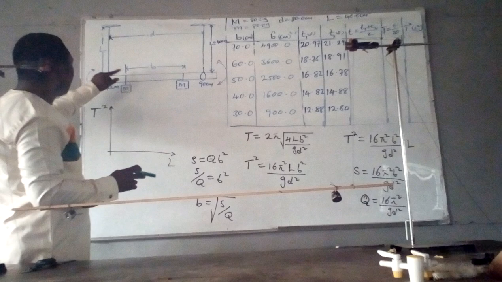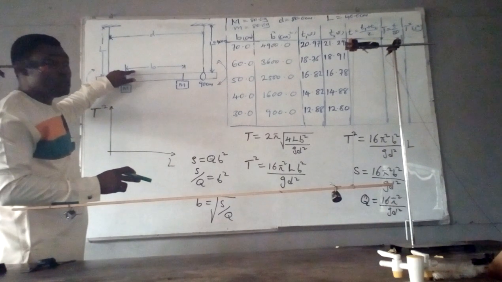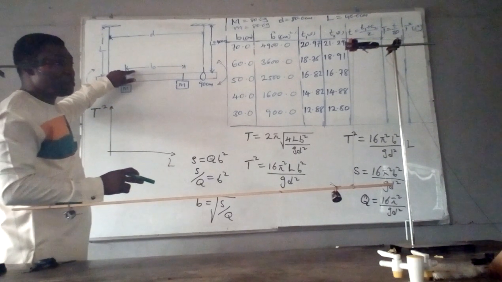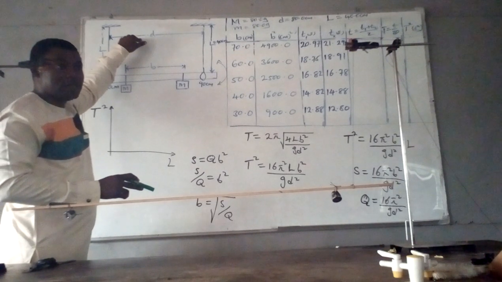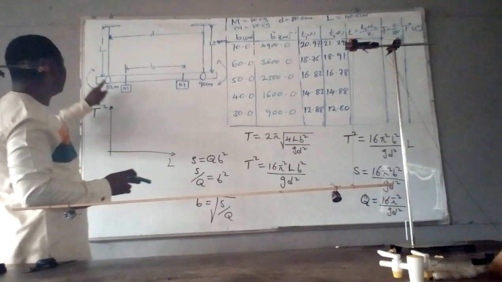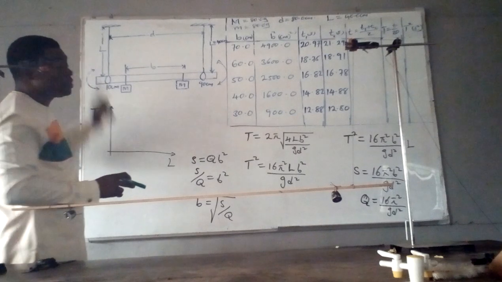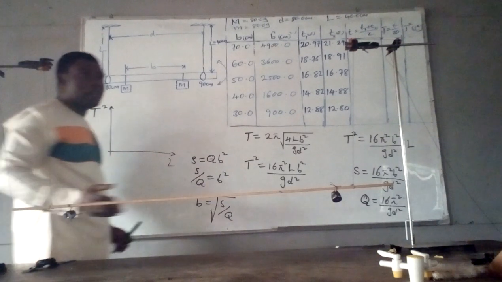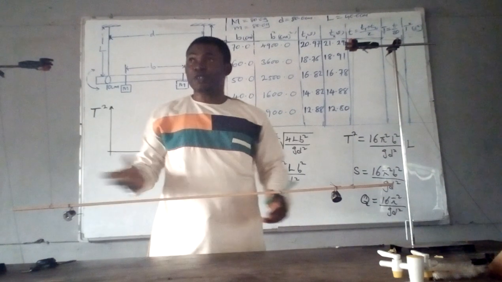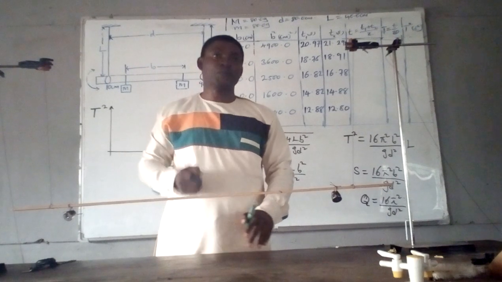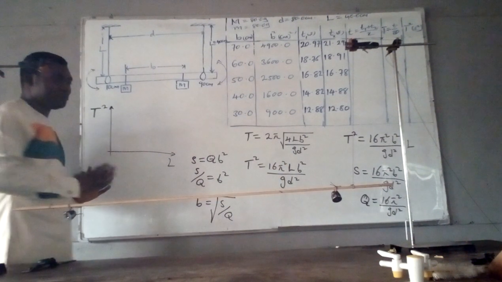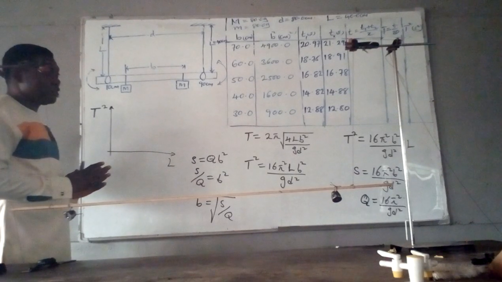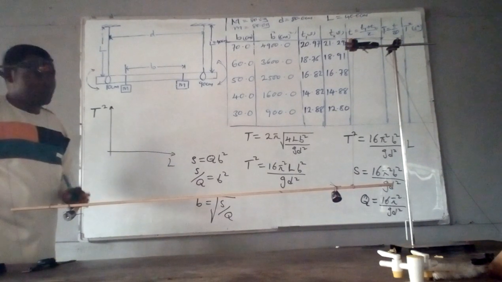So this is one possibility, where B, the distance between the masses, is kept constant, D, the distance between the thread, is kept constant, and then you vary the length of the thread, and then you take the time for 20 oscillations each time you vary the length of the thread. That is the first possibility. Now let's look at the second possibility.